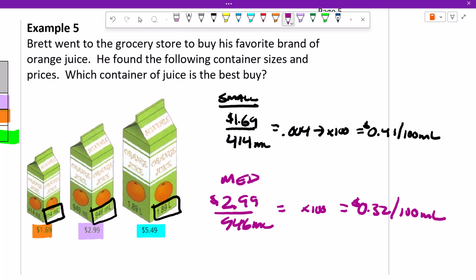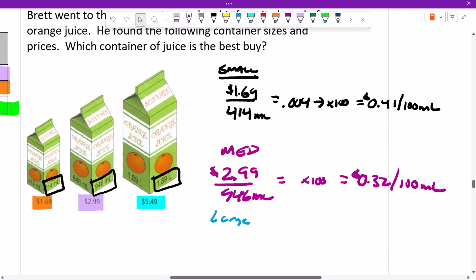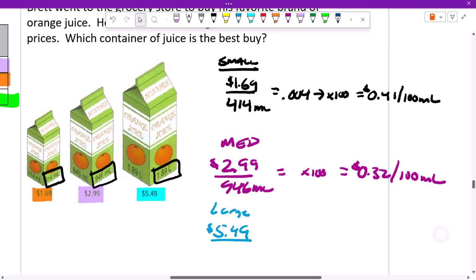Then we're going to go on to the large. So what number do we put on the top? What number do we put on the bottom? $5.49 at the top. Thank you. And what do we put on the bottom? 1,089. Thank you. Close.